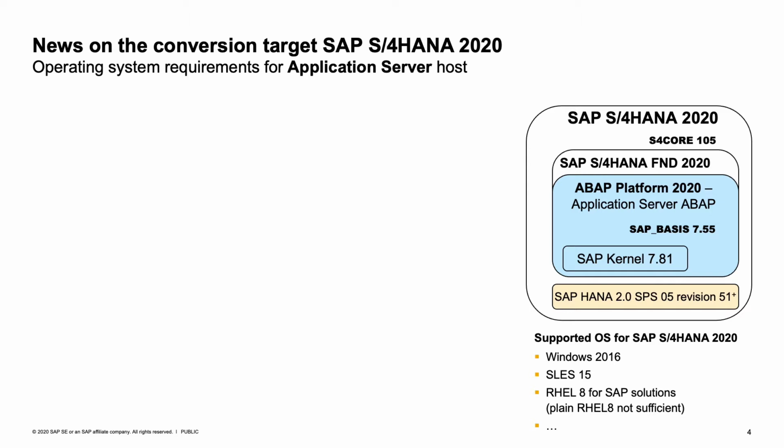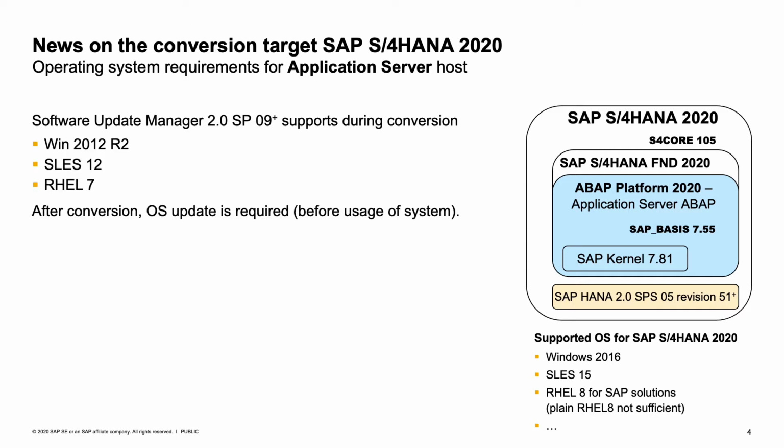That's important. That means if before the conversion you detect your ECC system is based on a lower operating system, you will have to cover the operating system update there. But for the time of the conversion as such, we have a special service there. You will use the Software Update Manager 2.0 SP9 for targeting 2020, SP9 or higher, of course.